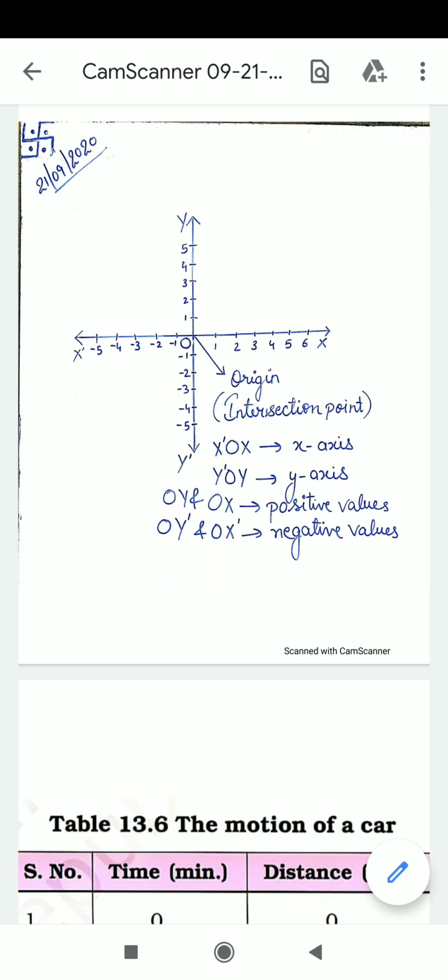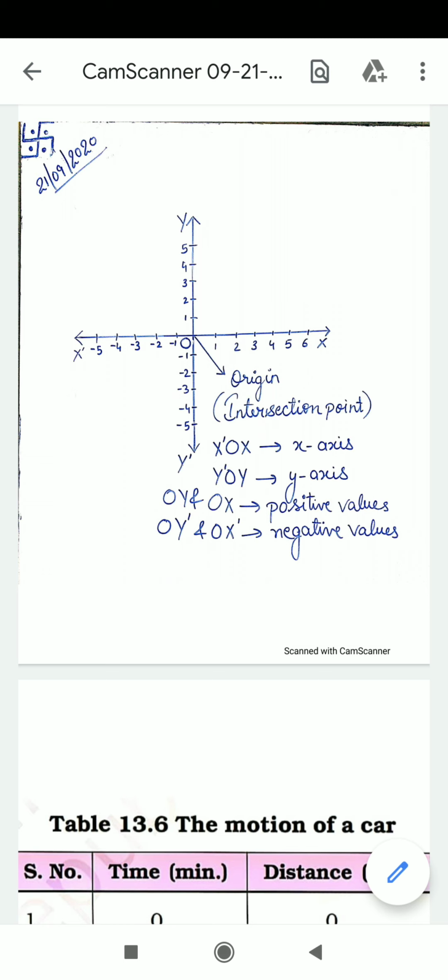The horizontal line, as you all know, X'OX, is also known as the x-axis. Y'OY is your vertical line, and this is known as the y-axis. In this, if we take this first block, that means OXY, this takes positive values. OX takes positive values, OY takes positive values. Over here, OX' takes negative values, OY' takes negative values.